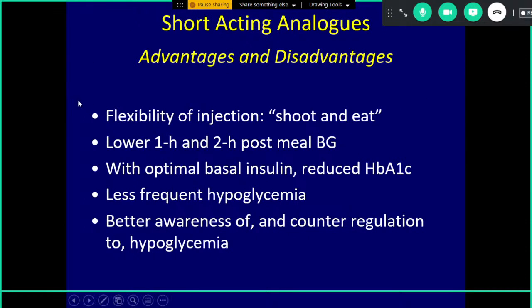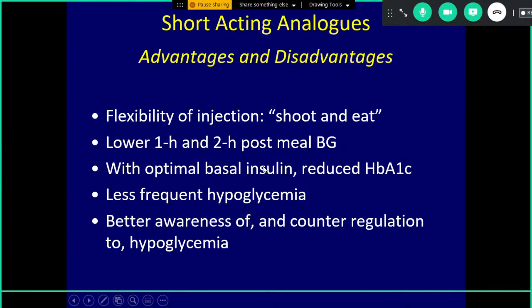So the advantages are there's a flexibility. You can inject and eat within 5 minutes. So you can shoot and eat. The blood glucose values 1 hour and 2 hours after meals are lower than what you see with regular insulin. As you saw, the regular insulin doesn't peak that much. And if you want to achieve that peak, you'll be ending up with a much higher risk of hypo.